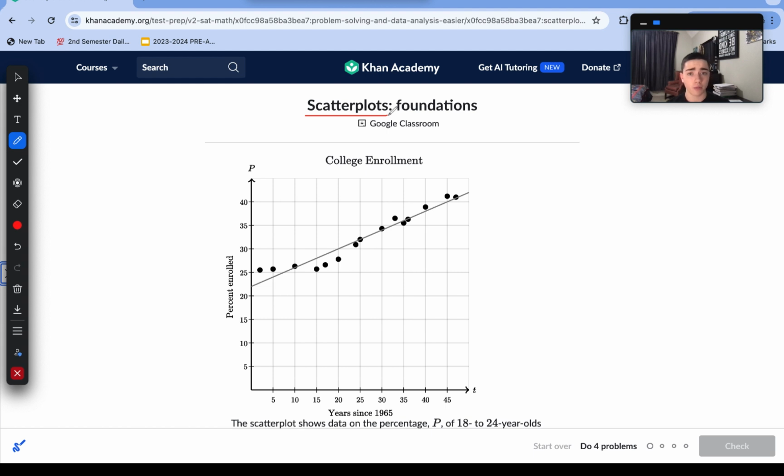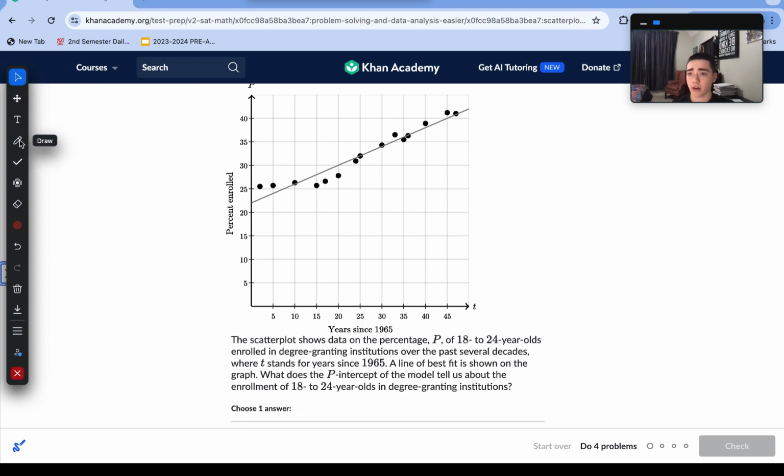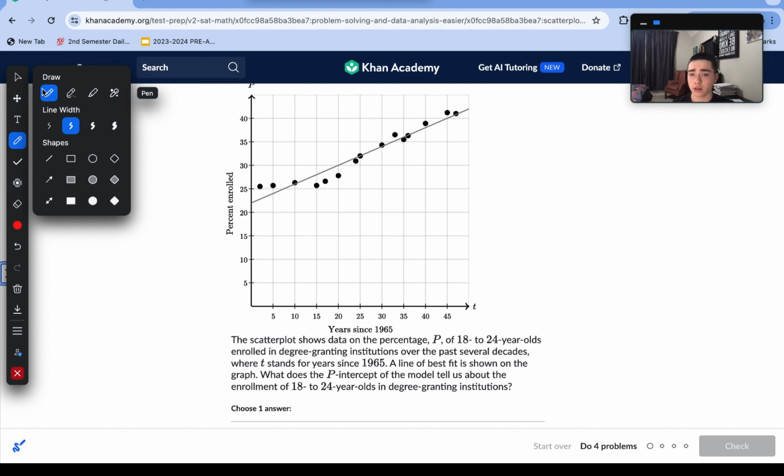And let's get started with this first question. So this is talking about college enrollment. We have our little scatterplot and also a line of best fit to represent that data on our screen. The scatter plot shows the data of the percentage P of 18 to 24-year-olds enrolled in degree-granting institutions over the past several decades, where T stands for years since 1965. A line of best fit is shown on the graph.